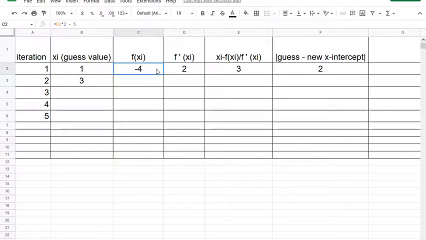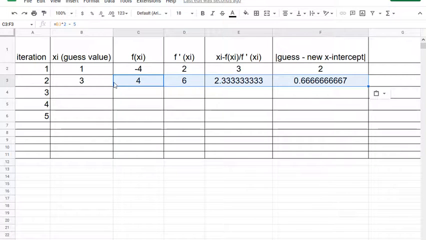So highlight these cells right here and then copy, Control C on the keyboard. And then click on this cell and Control V, and it will copy and paste. At the end of iteration 2, the difference between the guess value and the x-intercept of the second tangent line is 0.6, so the difference is too large, and we want to start all over again.